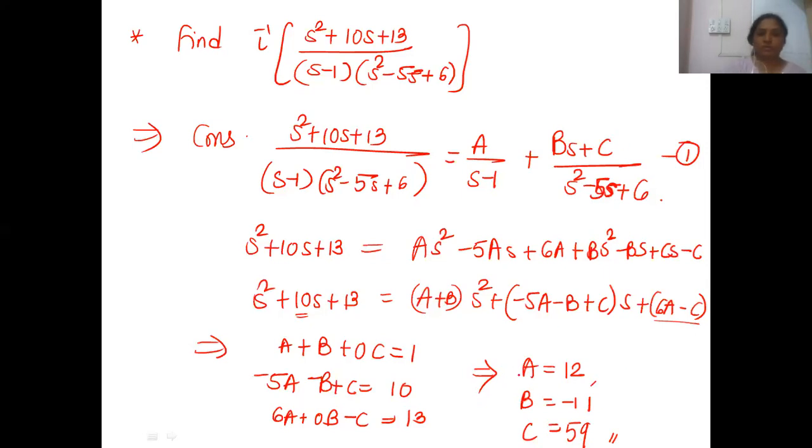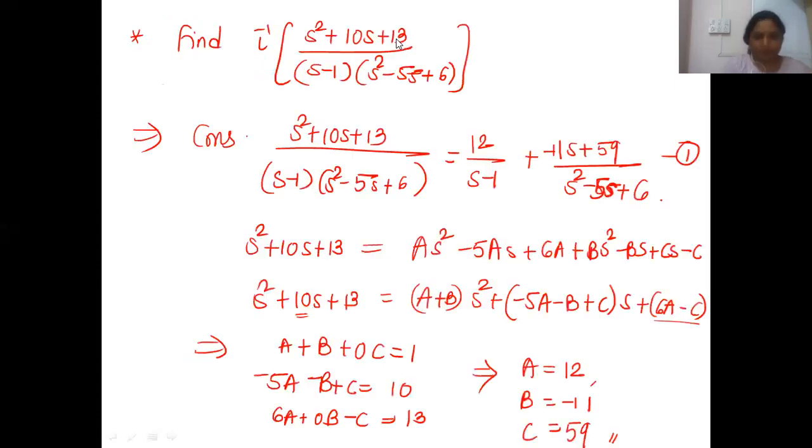Okay, if you are getting, put it in equation number 1. So one becomes, you write it properly. Now I'll write it here only. So A is 12 we get. So one becomes 12 upon s minus 1, plus (minus 11s plus 59) upon s square minus 5s plus 6. This is what we get.